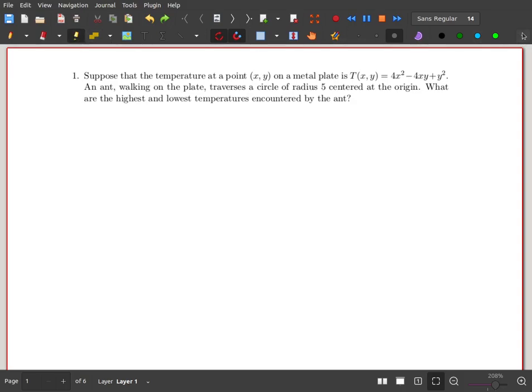So what information are we given in this problem? So let's take a look. Okay, so we are told that the temperature on a metal plate is T equals 4x squared minus 4xy plus y squared, and that the ant is traversing a circle of radius 5 centered at the origin. So this will give us information about the path that the ant will have to take. Then we want to know what are the highest and the lowest temperatures encountered by the ant.